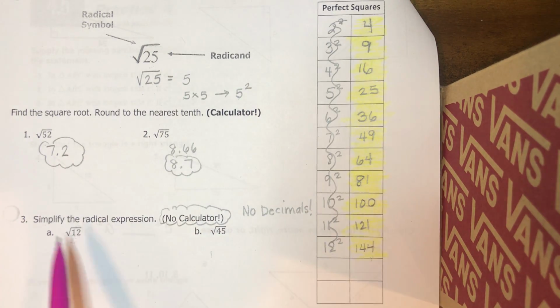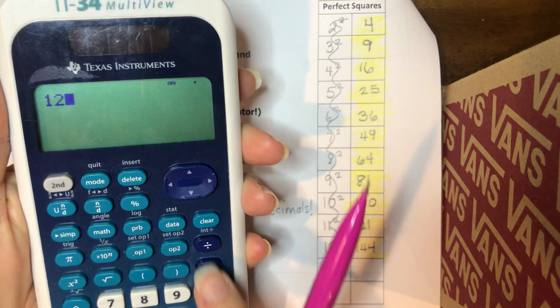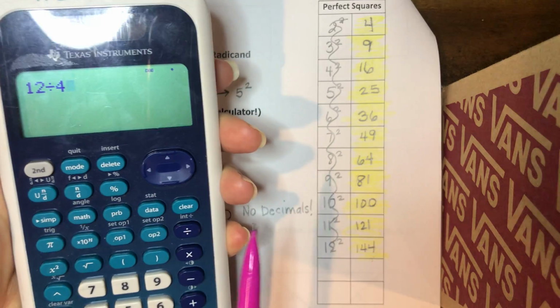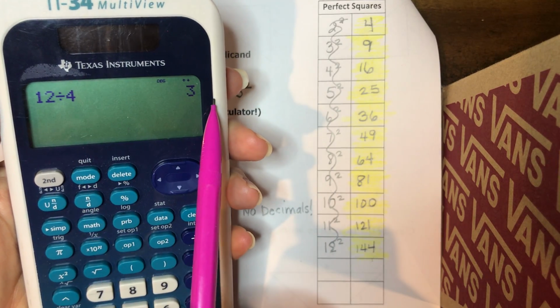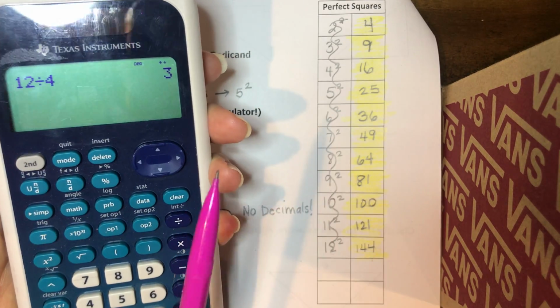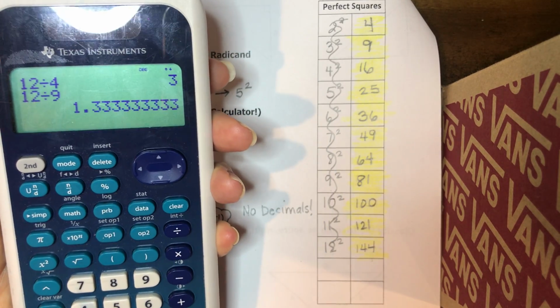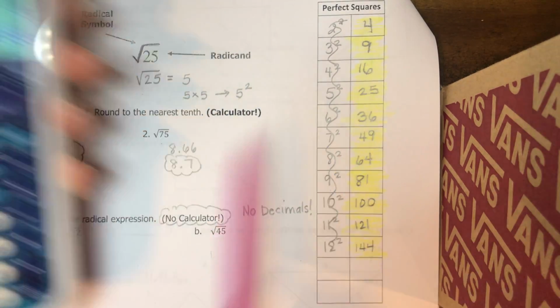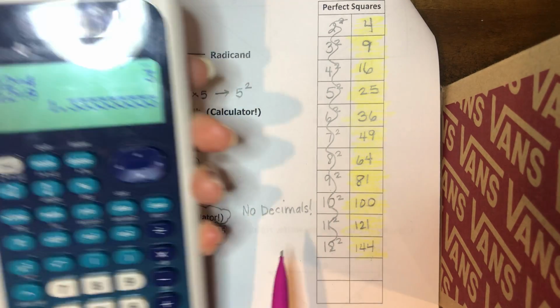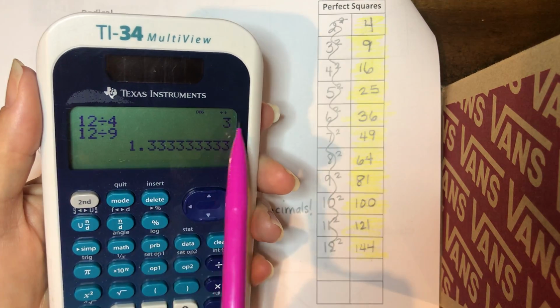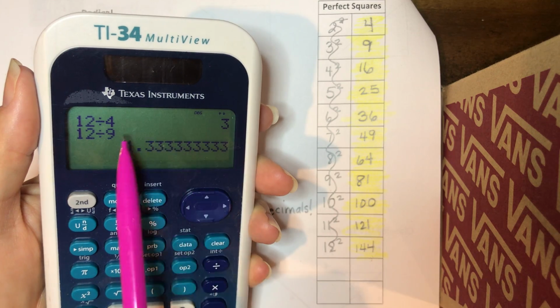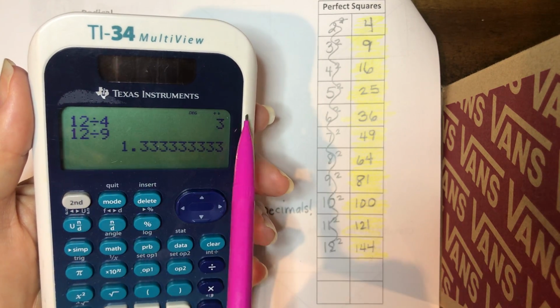Start at the top of the list, 12 divided by 4. Oh, 4 and 3 work, right? 12 divided by 9. Is that going to work out? Nope. And if I get to 16, 16 is bigger than 12, so that will never work. So I know 4 and 3 are my two numbers that work. 4 goes into 12 3 times.